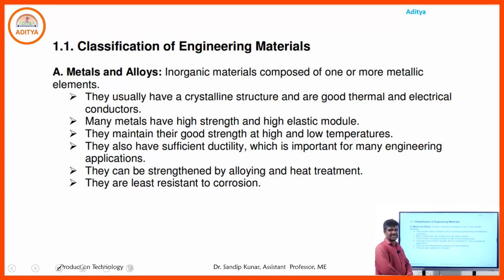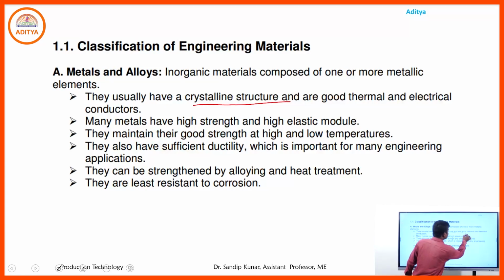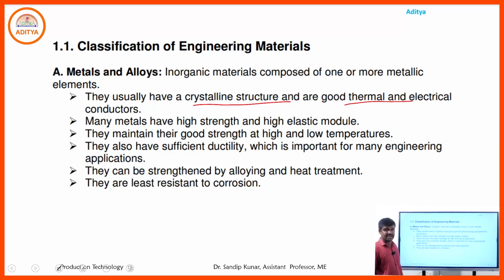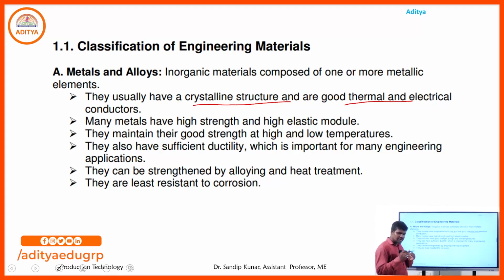Some classification of engineering materials. First we will discuss metal and alloy. What are the main characteristics of metal and alloy? First, metal and alloy have a crystalline structure and good thermal and electrical conductivity. Crystalline structure means the 3D arrangement of the grains is in a regular manner. They also maintain good electrical property and good thermal conductivity. Every metal and alloy has good thermal and electrical conductivity.